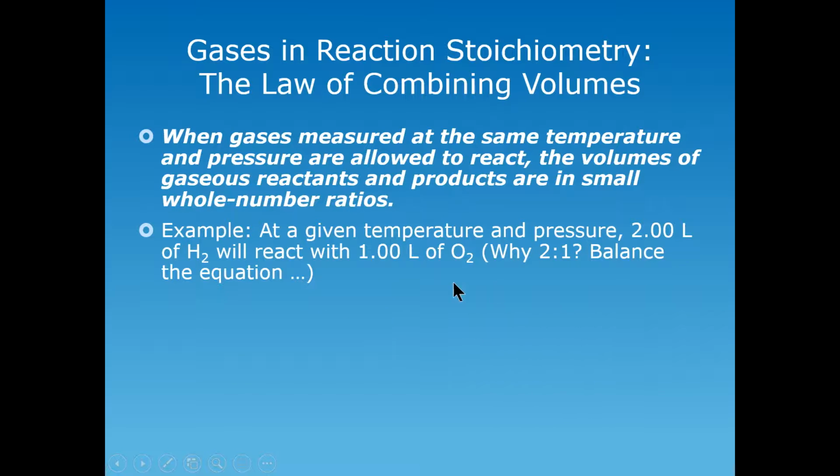So, for example, if you have a reaction between hydrogen and oxygen to form water, then what you're going to find is that 2 liters of hydrogen, if you start off with that, will react with 1 liter of oxygen. So there's a clear 2-to-1 ratio between the hydrogen and the oxygen.